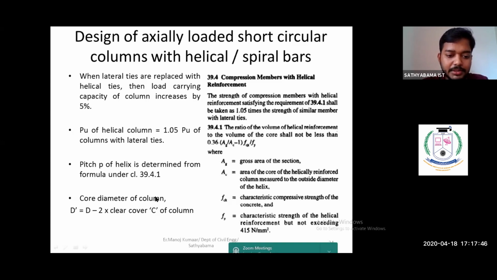Now we will see what the core diameter is. Core diameter of the column is denoted as D dash, which is equal to capital D minus 2 into clear cover C. For columns, we will normally provide a clear cover of 50 mm. So if the diameter of the column is 400 mm, and we adopt a clear cover of 50 mm, then 400 minus 2 into 50, we will get 300. So that 300 is called the core diameter of the column.